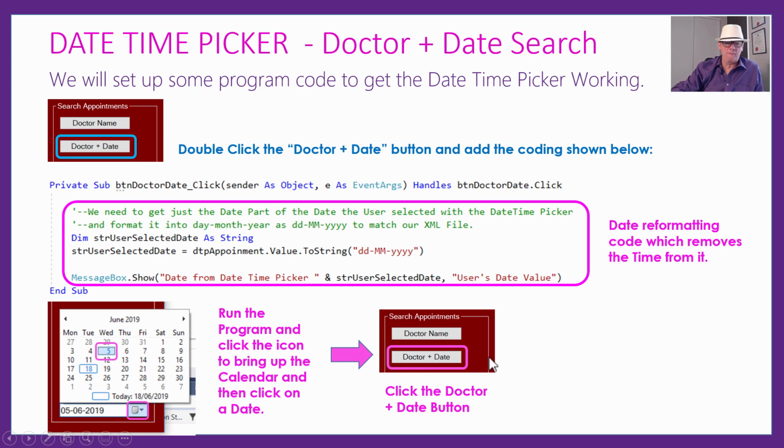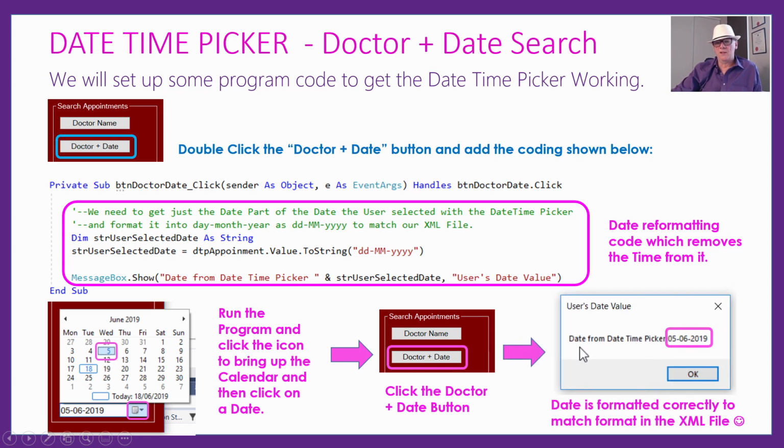So doctor and date, we click on that button, and what happens is it tells us the date via this message box we set up here. Date from the date time picker is 05-06-2019. That's the exact format we wanted, because that's the format that we've got the dates in our XML file, remember, as system.string.